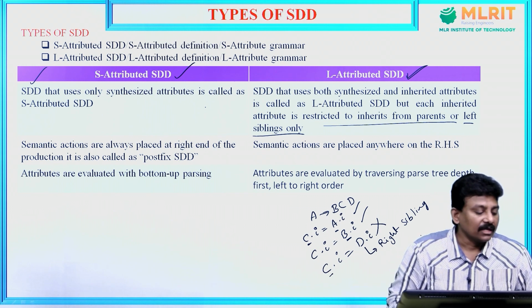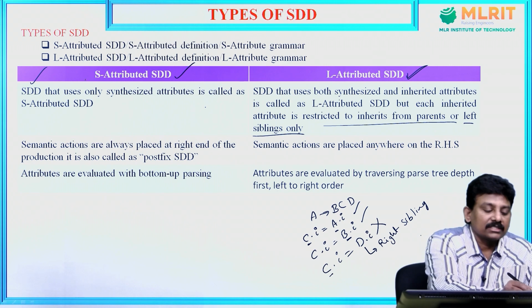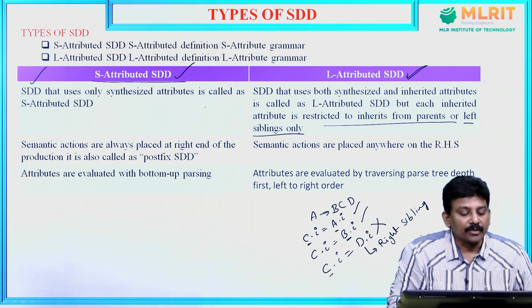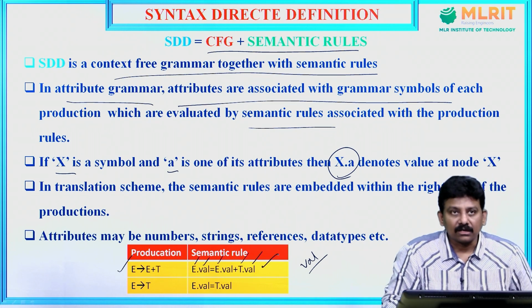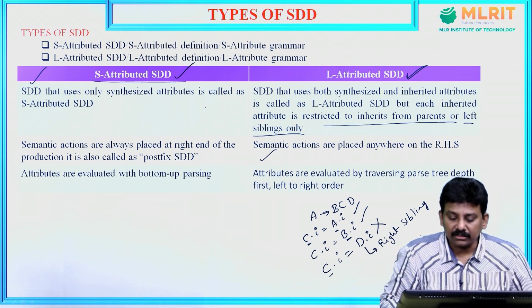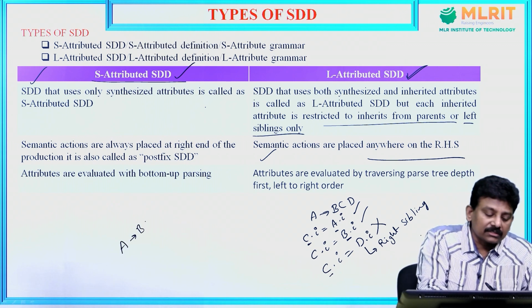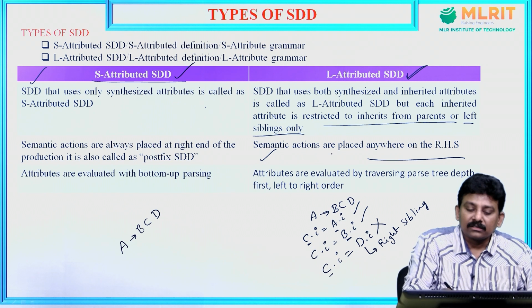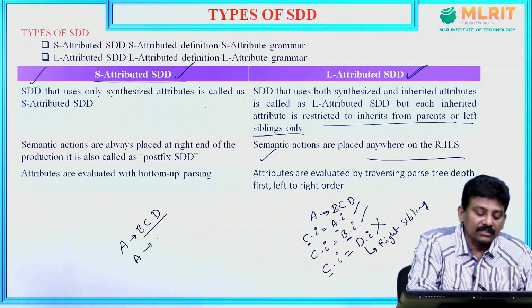Then the second point: semantic actions are always placed at the right end of the production, also called postfix SDD. In S attributed SDD, the semantic rule, as in the first slide, is placed at the right side of the production. In L attributed SDD, semantic actions or semantic rules can be placed anywhere in the RHS. For example, A derives B, C, D. The RHS is B, C, D. After B, you can place a semantic rule, followed by C, D.